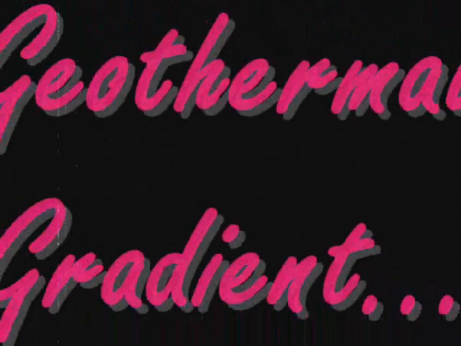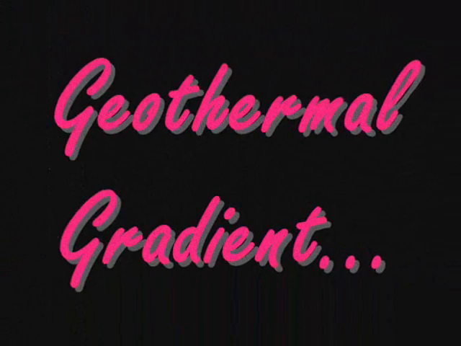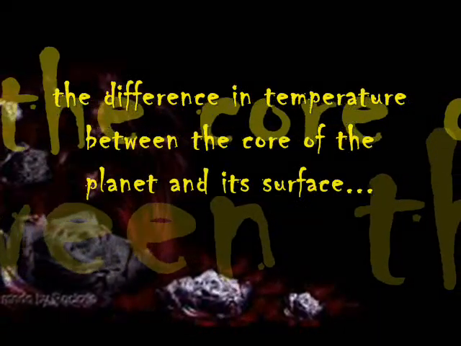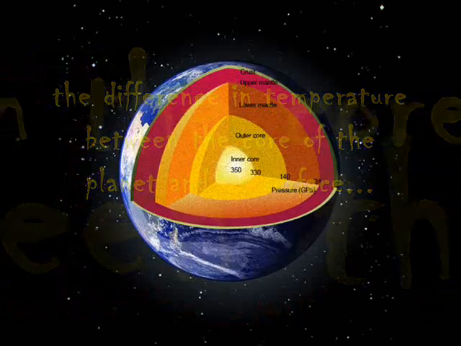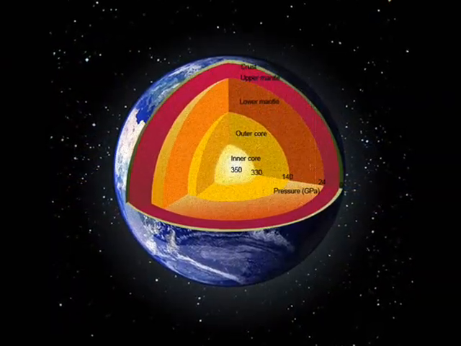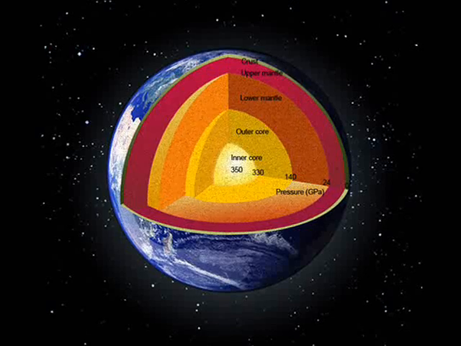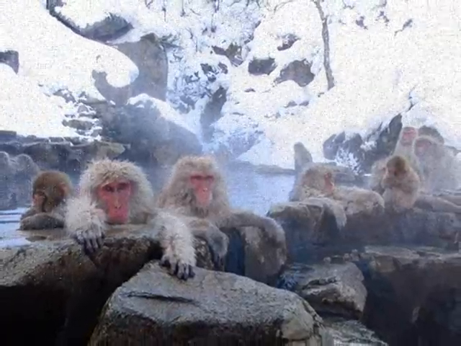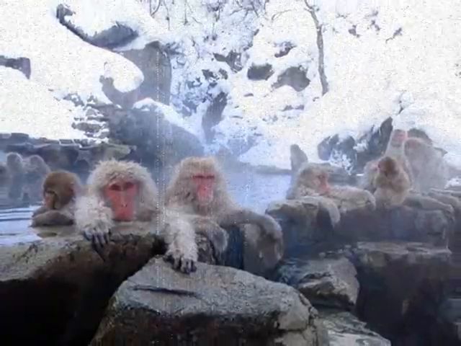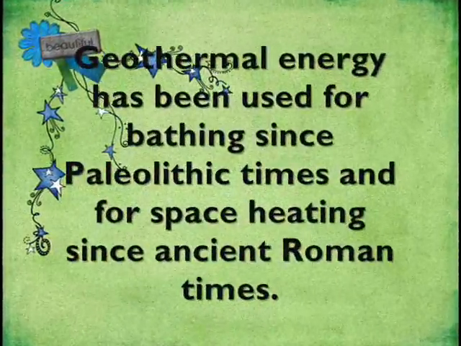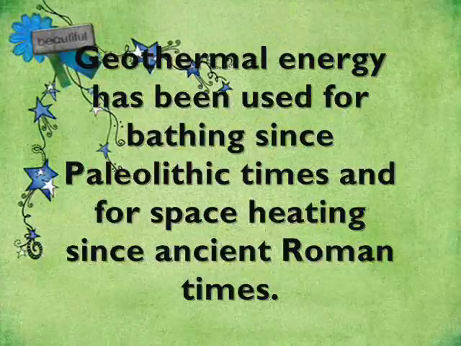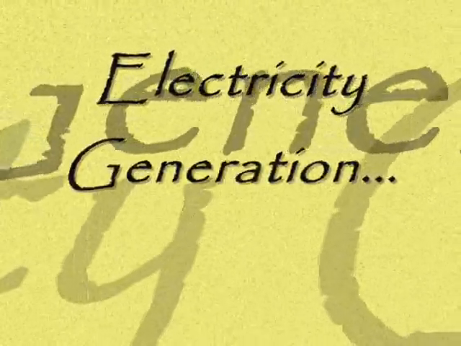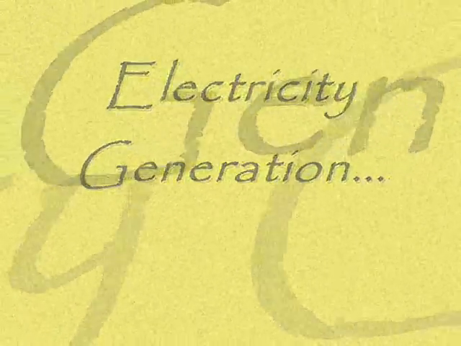The geothermal gradient, which is the difference in temperature between the core of the planet and its surface, drives a continuous conduction of thermal energy in the form of heat from the core to the surface. From hot springs, geothermal energy has been used for bathing since Paleolithic times and for space heating since ancient Roman times, but it is now better known for electricity generation.